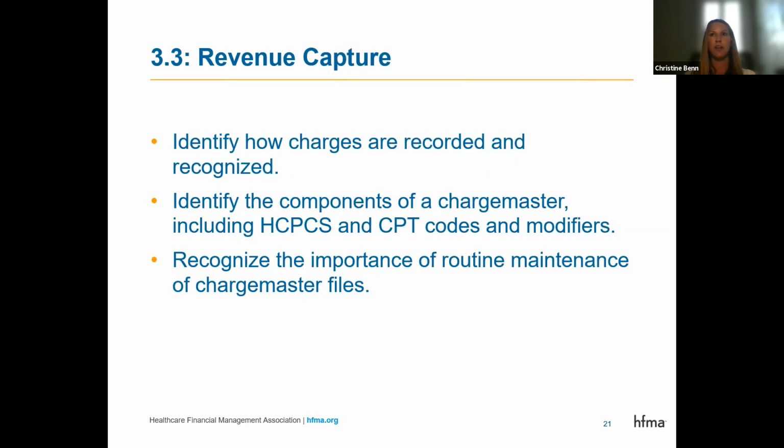So next, we are going to move on to section 3.3, which is revenue capture. In this section, we're going to address the charge process and its impact on the revenue cycle, components of the charge master, also known as the CDM, and maintenance of the CDM to ensure appropriate reimbursement.